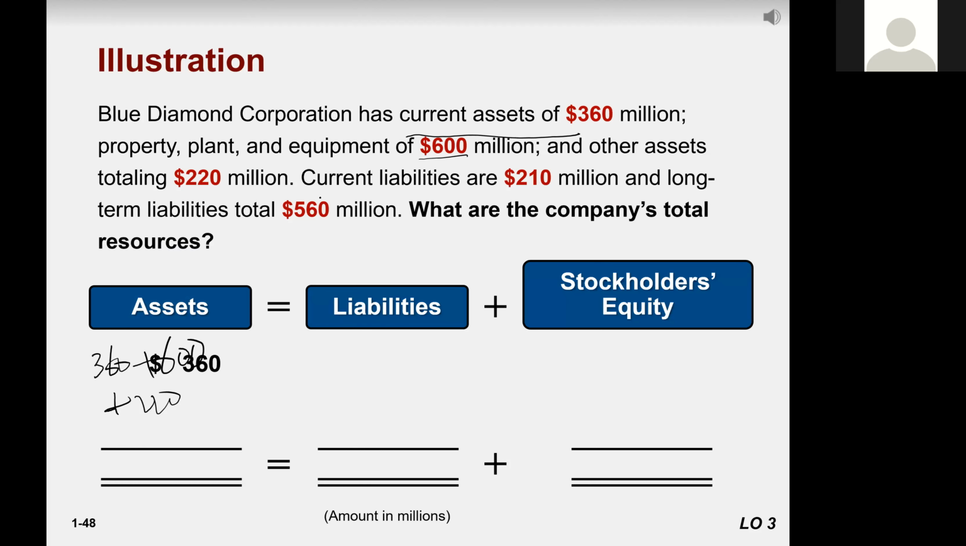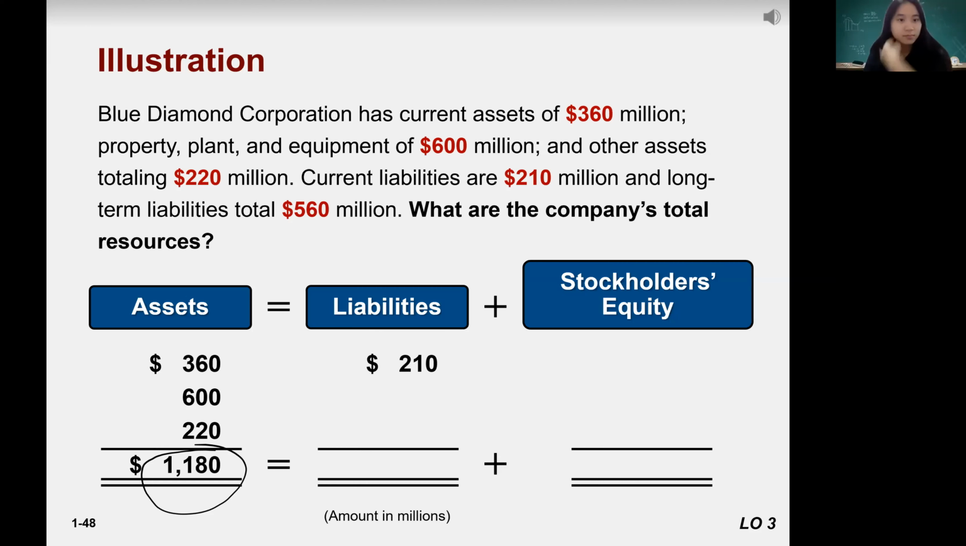Liabilities: current liability 210 and long-term liability 560, right? So can we calculate stockholder equity? We just add them and rearrange the equation. Here we go. So total assets are 1180. Total liabilities are 770. Is the equation balanced? No. So by balancing, it means it's 410.